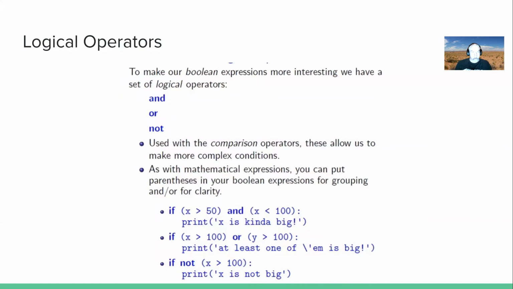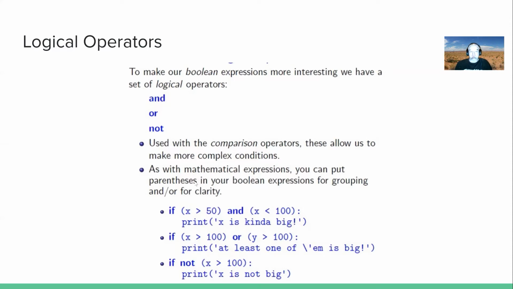Okay. Logical operators. So to make our Boolean expressions more interesting, we have a set of logical operators. This is kind of a new concept that we're tacking on, or we kind of talked about it a little bit in the previous lecture. The and, or, and not logical operators are things that you can basically combine comparisons together, right? So you can use those with comparison operators, and you can use any combination, mix and match them however you want. Yeah, and that's fine.